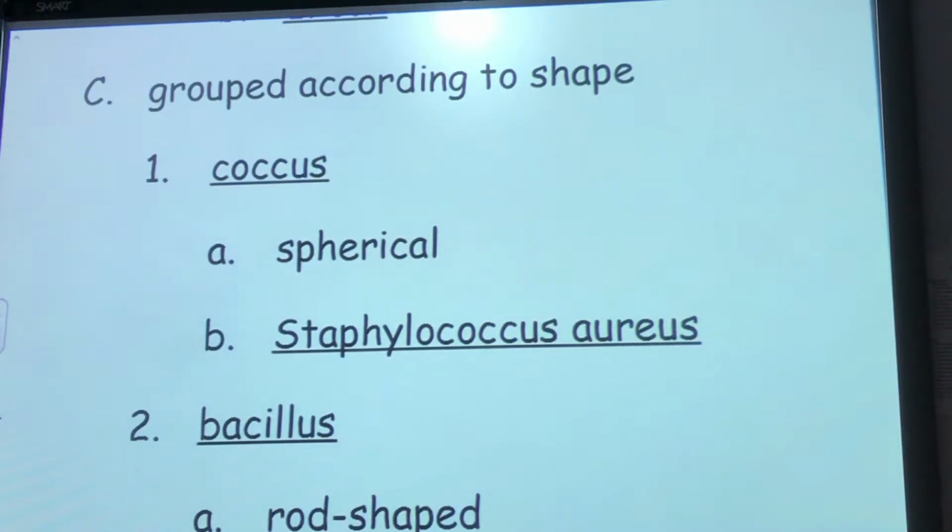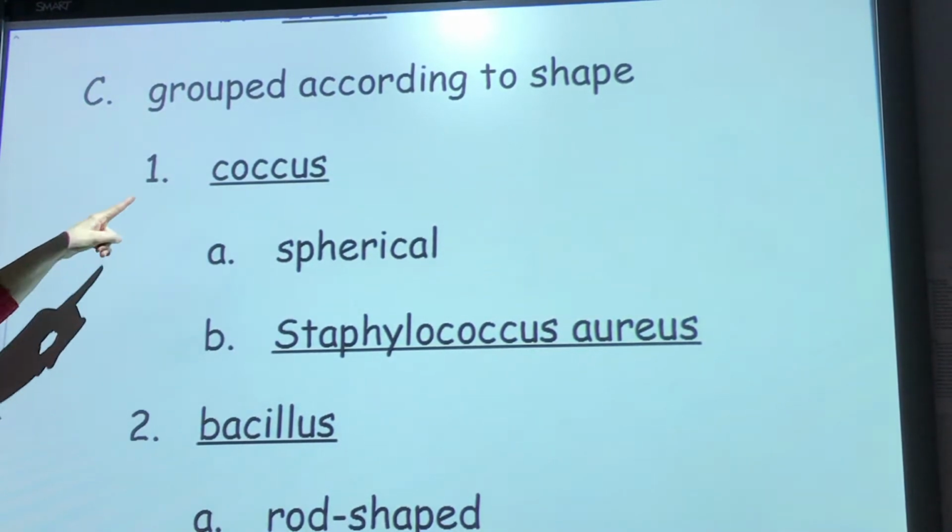So bacteria are grouped according to their need for oxygen, but they're also grouped according to their shape. And you will have to know these names and the shapes that they describe. Okay, coccus bacteria. You might have heard of streptococcus bacteria, strep throat.